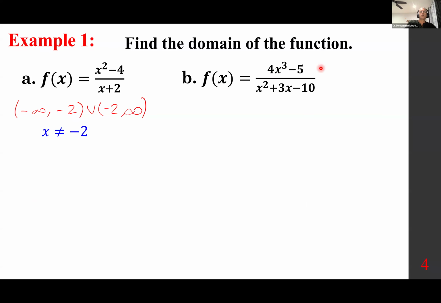In this case, f of x equals 4x cubed minus 5 over x squared plus 3x minus 10. We have to do the same thing, and to do so, we are going to factor the denominator. We need two numbers whose product is negative 10 and whose sum is positive 3. So 5 and negative 2. If you set this equal to 0 and exclude what makes it 0, x can't be negative 5. X can't be positive 2.